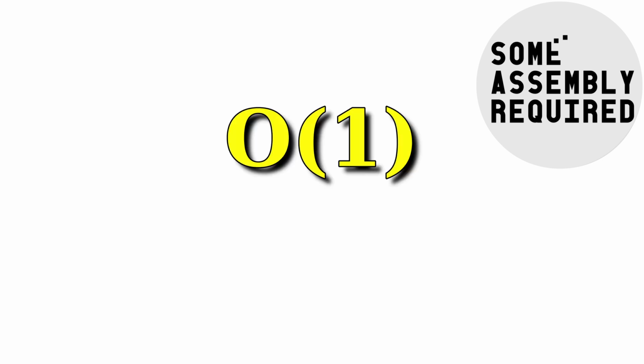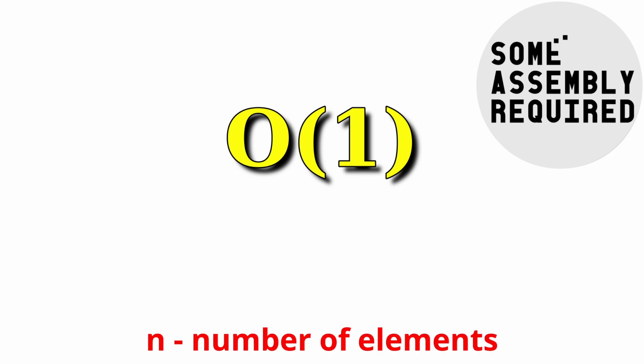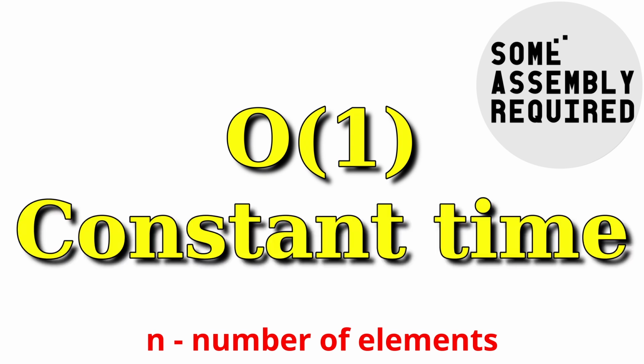We mark such performance characteristic as O of 1. O is the function giving us the performance of the task, and 1 is not a function of n, which we use to denote the number of elements in the list. Since O of 1 is not dependent on n, this is also sometimes called constant time algorithm.